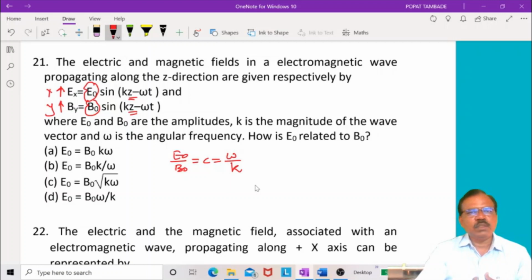So E0 is equal to B0 k ω, it is incorrect. E0 is equal to B0 k ω, it is incorrect. E0 equal to B0 root of k ω, it is incorrect. E0 is equal to B0 ω by k, we can write E0 is equal to B0 into ω by k. So this last one is correct.